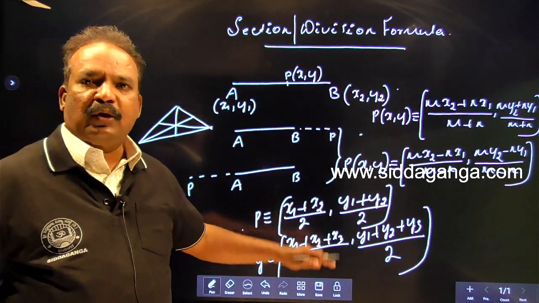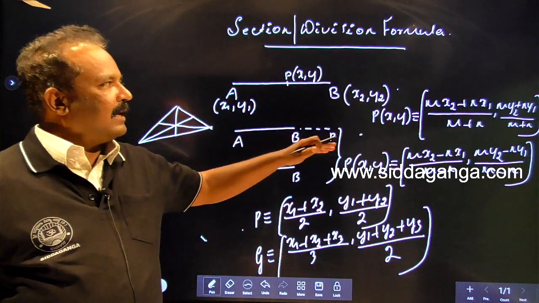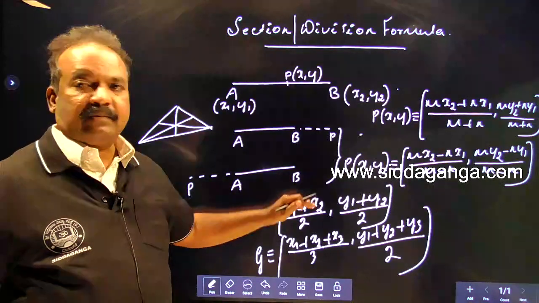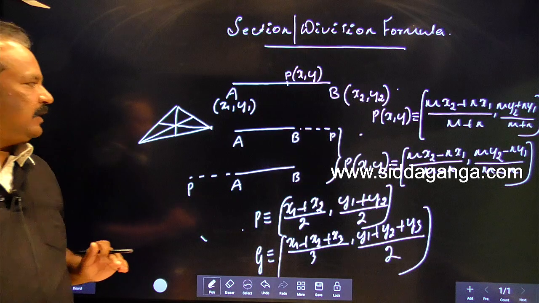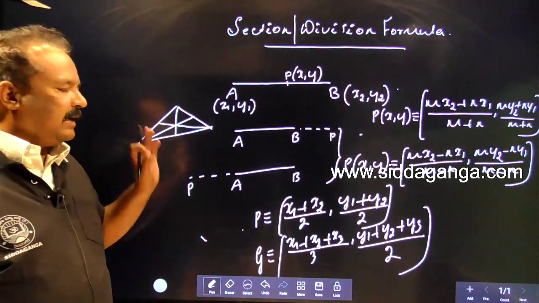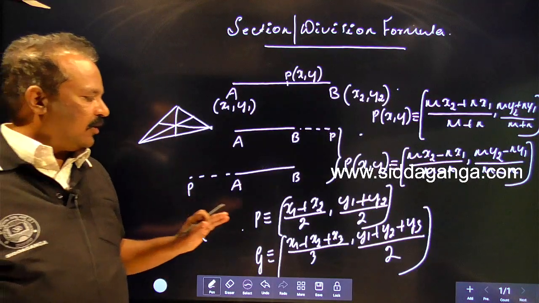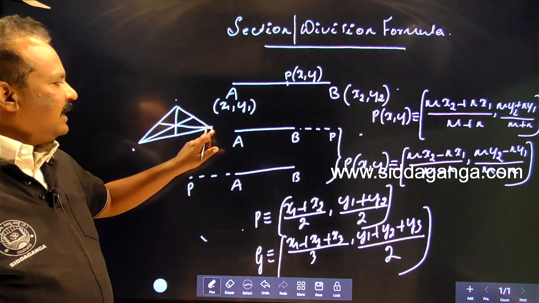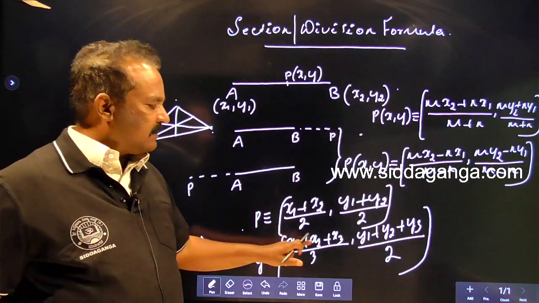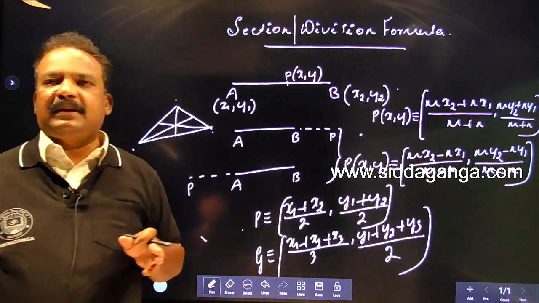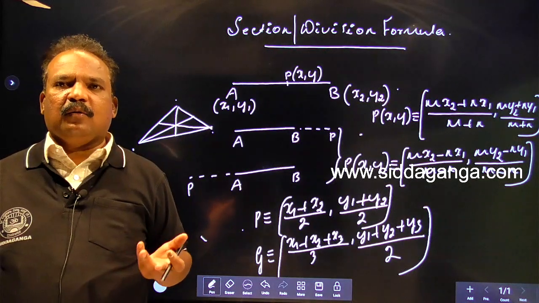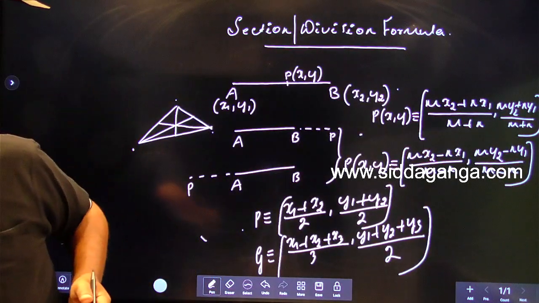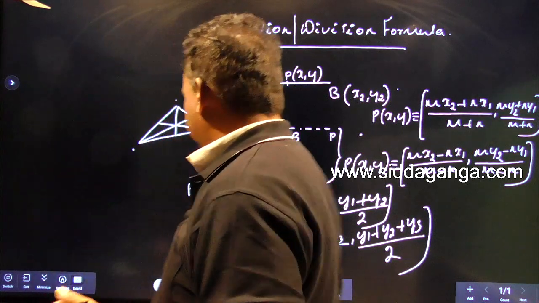And then the midpoint formula: x1 y1 and x2 y2 are the ends of the line segment. Then P is the midpoint whose coordinates are given by x1 plus x2 by 2, y1 plus y2 by 2. And in the case of a triangle, we can come across the centroid. The formula for centroid of the triangle whose vertices are x1 comma y1, x2 comma y2 and x3 comma y3 is given by x1 plus x2 plus x3 by 3, y1 plus y2 plus y3 by 3. So these are the coordinates of the centroid of the triangle. Got it? Now let us see some simple problems on internal division and external division.